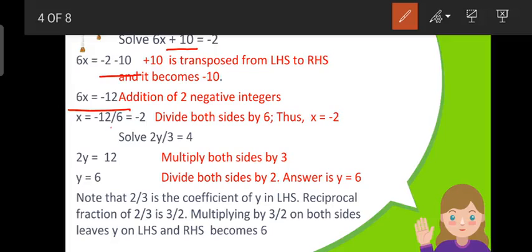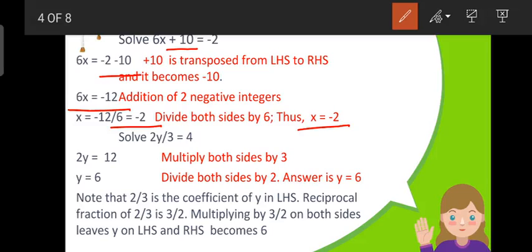So 6x is equals to minus 12. When you add minus 2 and minus 10, you get minus 12. So x is equals to minus 12 divided by 6. Why is it divided by 6? Because here it is 6 into x. Therefore, when it comes to the RHS side, it becomes divided by 6. So x is equals to minus 2 is the answer, because 6 ones are 6 and 6 minus 2s are minus 12. Therefore, x is equals to minus 2.